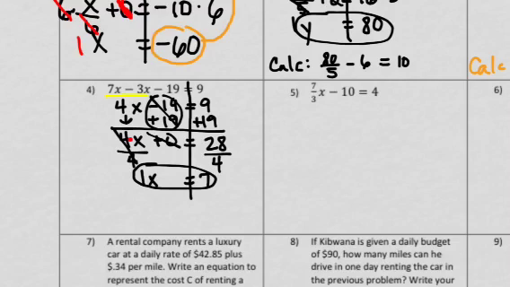And then on my calculator, I should check to make sure that 7 times 7 minus 3 times 7 minus 19 is equal to 9. So I would type that into the calculator and make sure I get 9 as the answer.